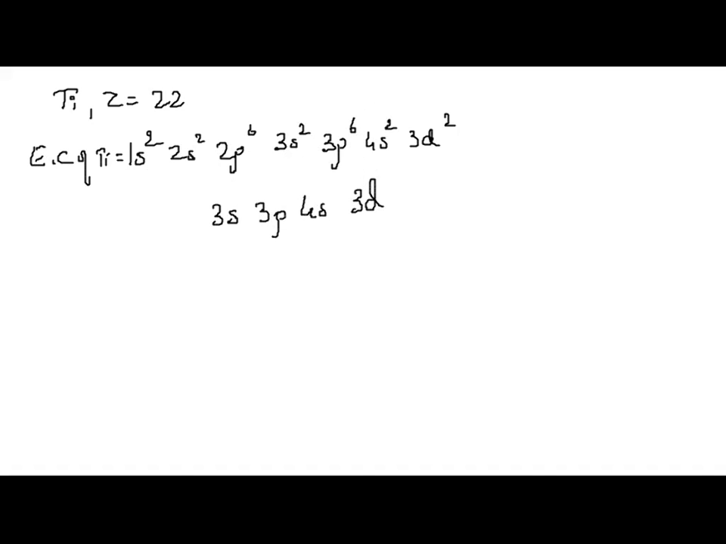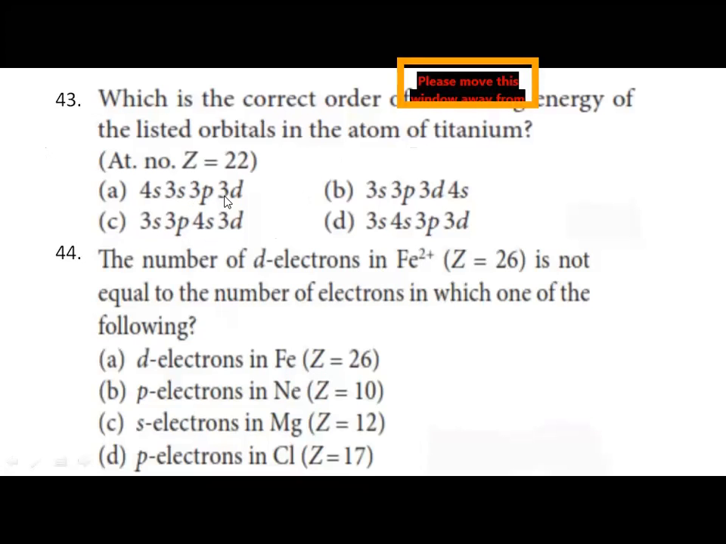So this was being asked. This is the correct option. The correct option is 3s, 3p. It is not 3d. It is 4s and 3d. So C is the correct option.